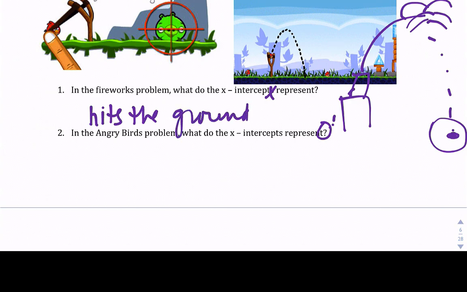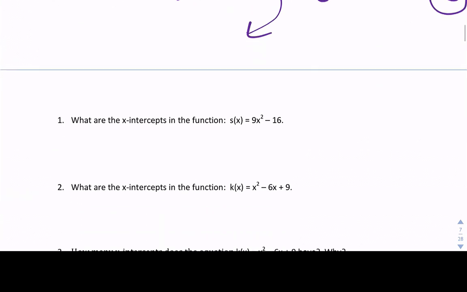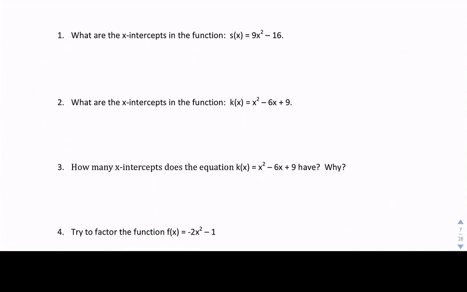And in the Angry Birds problem, same thing. We fire the Angry Bird off, and if you miss the pig, here's our x-intercept where it hits the ground. Okay, so those are x-intercepts where it hits the ground right here. And so again, let's practice finding the x-intercepts several different ways.